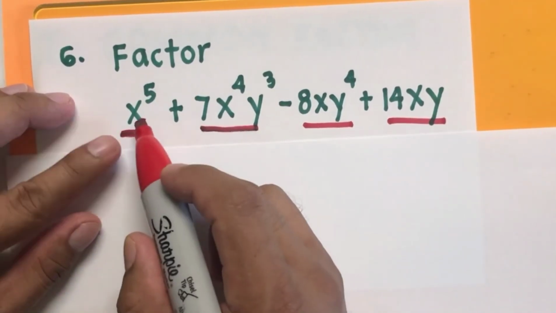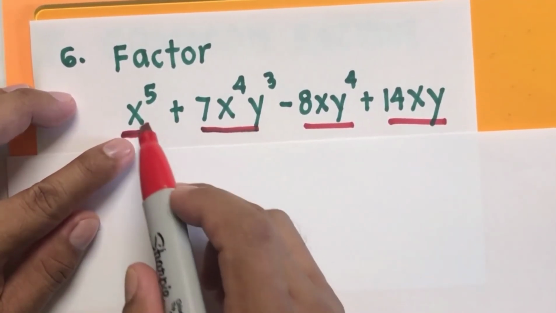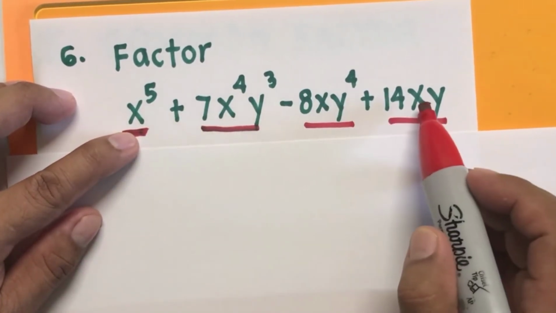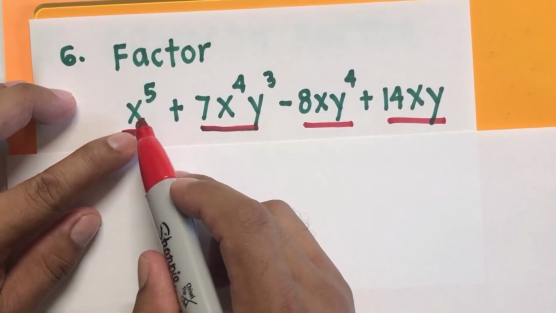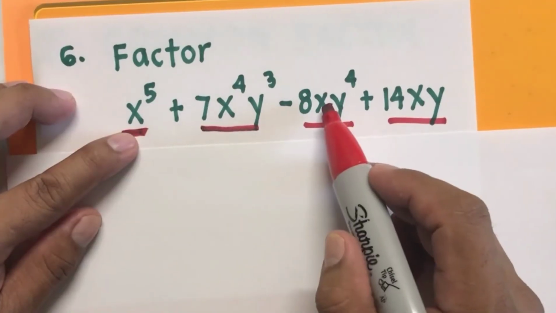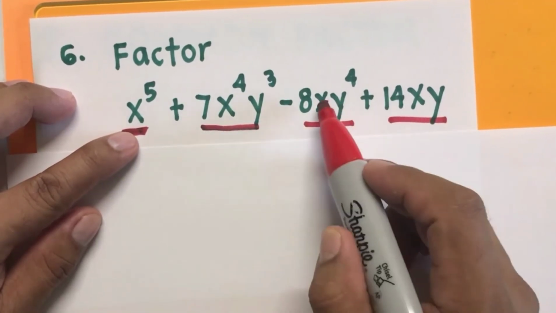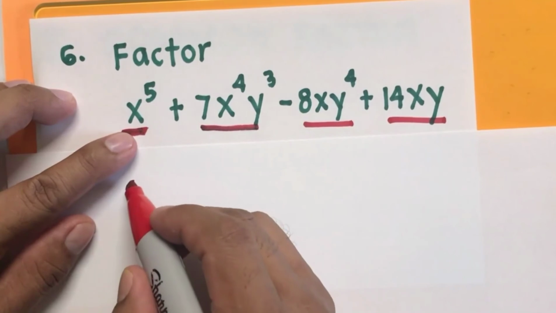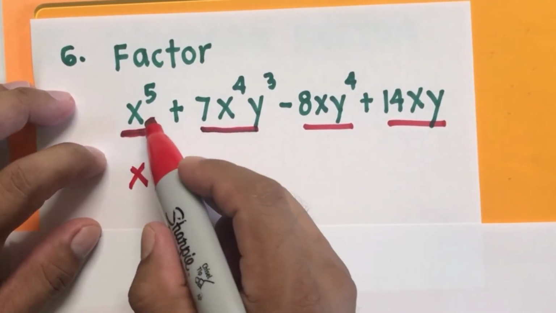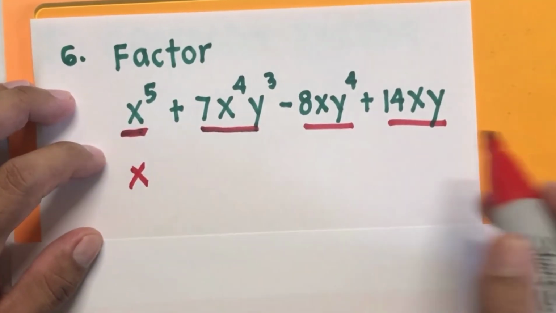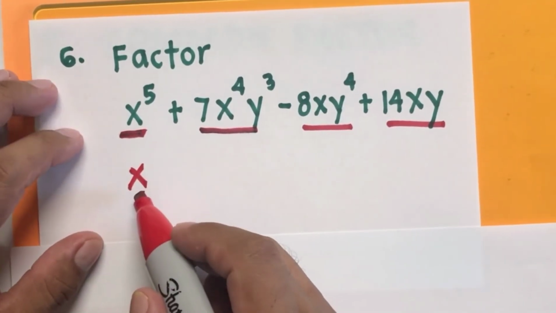So we just take care of those that are common. You have x to the fifth here, so just look for the x variable. Which variable has the least exponent? You have x to the fifth, x to the fourth, x, and x. So clearly x is the one with the least exponent, so that's our common factor. There's no variable y here, so we don't have to worry about the y. x is the only common factor.